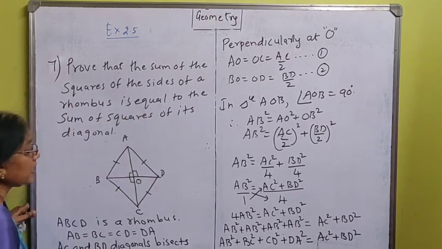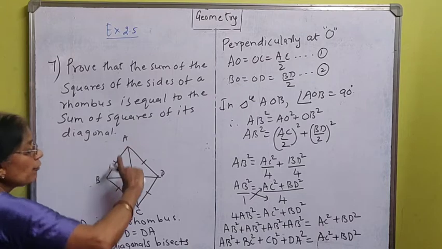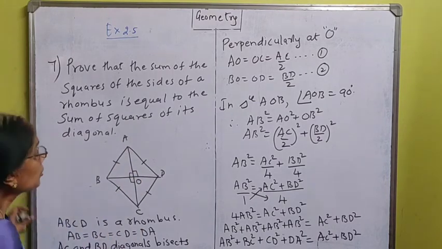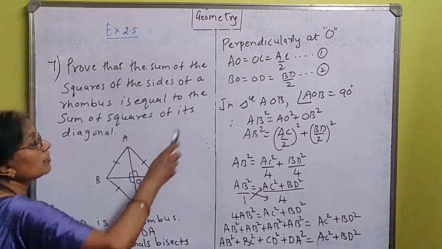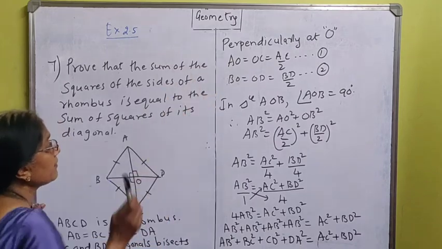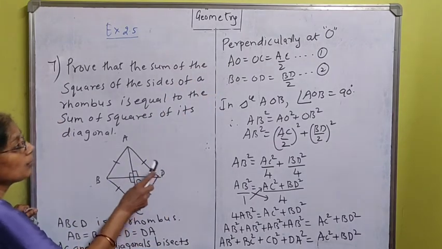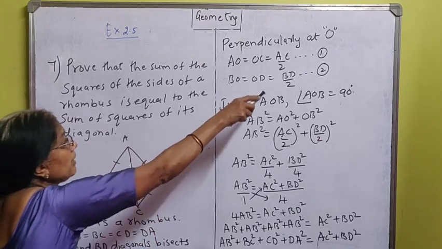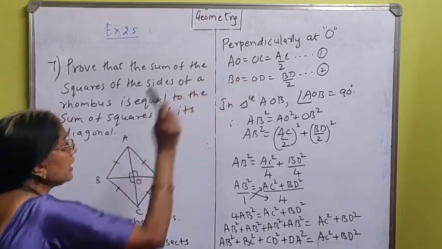And they are bisecting. Bisecting means what? AO will be equal to OC and BO will become equal to OD. So you can show that AO is equal to OC is equal to AC by 2, that is half of AC. Let it be equation number 1. BO is equal to OD. You can show it as half of BD, let it be BD by 2, that is equation 2.